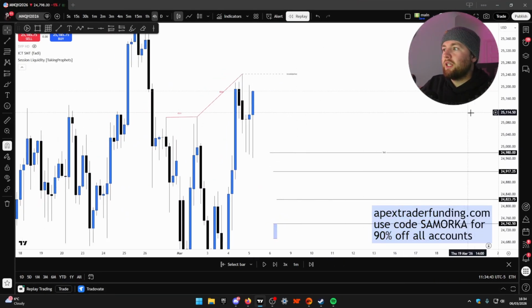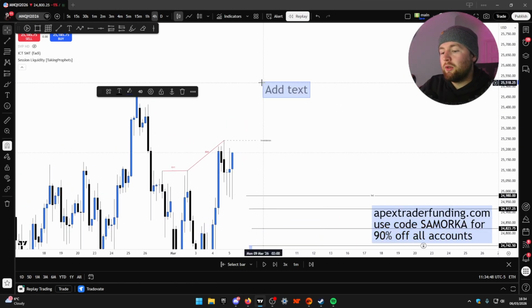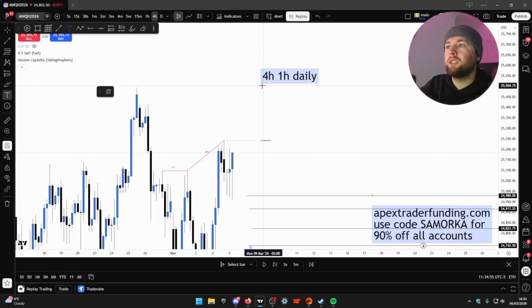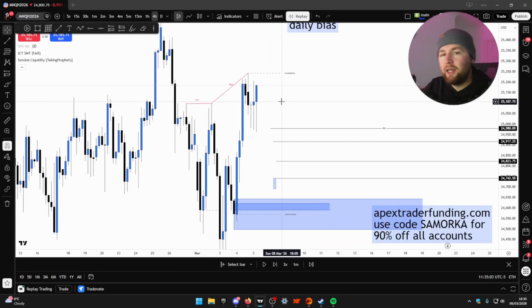So my reasoning for taking the trade was, first of all, you want to go up to the 4-hour, daily and 1 hour. Okay? And why do we do that? This is how we find our daily bias, right? And your daily bias is to determine which direction we want to be trading in. You don't just want to be trading any direction on any day because it just won't work and you will not be profitable in the markets if you do.